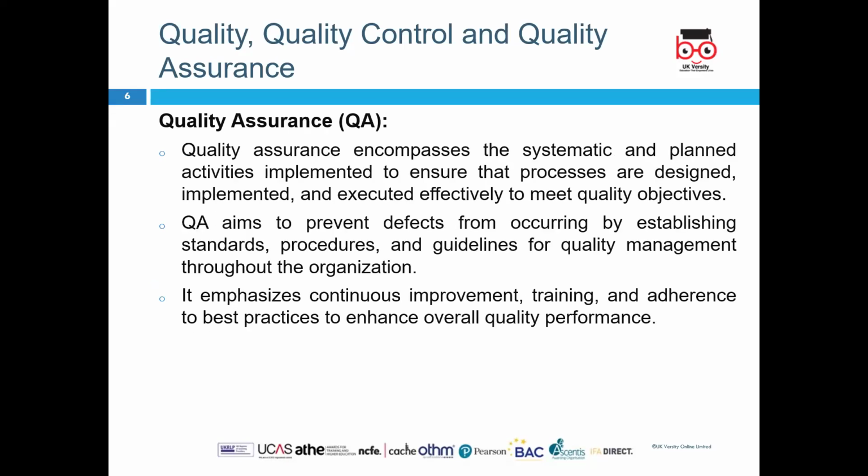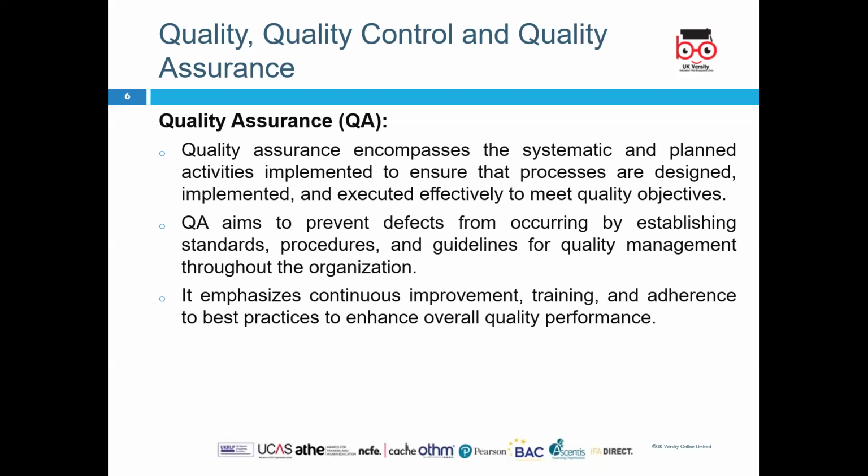Then the third one is quality assurance. So quality assurance encompasses the systematic and planned activities which are implemented to ensure that processes are designed, implemented, and executed effectively to meet quality objectives. So quality assurance basically refers to the process that involves the quality parameters. So it aims to prevent defects from occurring by establishing standards, procedures, and guidelines for quality management throughout the organization.